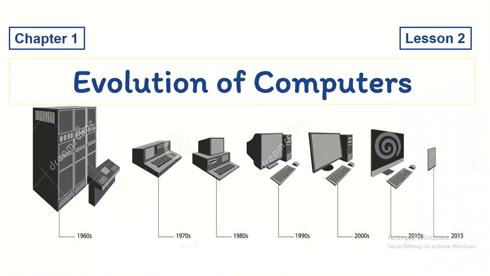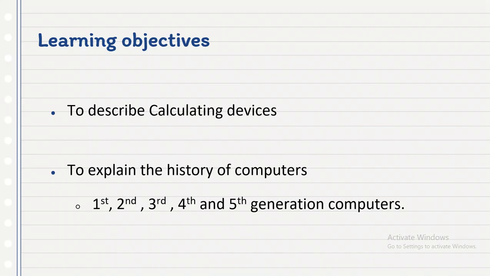We are ready to start lesson number 2 from chapter number 1, Evolution of Computers. The learning objectives are to describe calculating devices and to explain the history of computers, which include first, second, third, fourth and fifth generation computers.